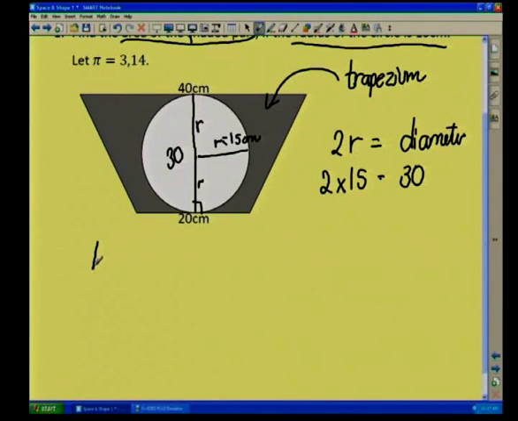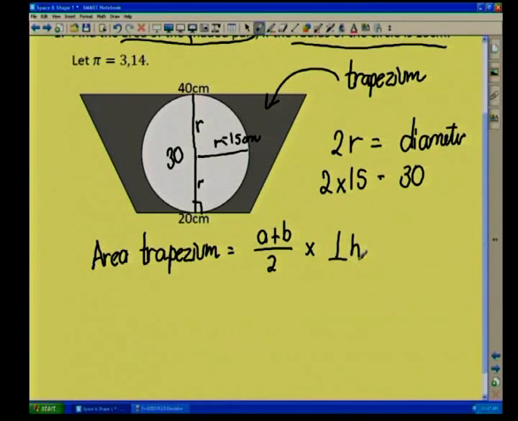We need to find out for the area of a trapezium. The formula is usually given to you as A plus B divided by 2 times your perpendicular height. The A and the B usually relates to the 2 sides that are opposite each other, perpendicularly away from each other, and sometimes you can call it the top and the bottom. So it would be 40 plus 20 divided by 2 times my perpendicular height, which I've just worked out to be 30.